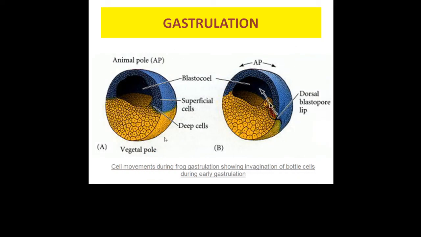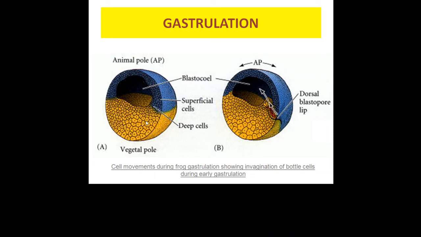This figure shows cell movement during frog gastrulation, showing invagination of bottle cells during early gastrulation. This is a meridional section showing three-dimensional view. The same color coding is followed. The blue are the ectodermal derivatives, the yellow are endodermal derivatives. AP refers to animal pole, opposite is the vegetal pole. This is the blastocele. These are the superficial cells and these are the deep cells.